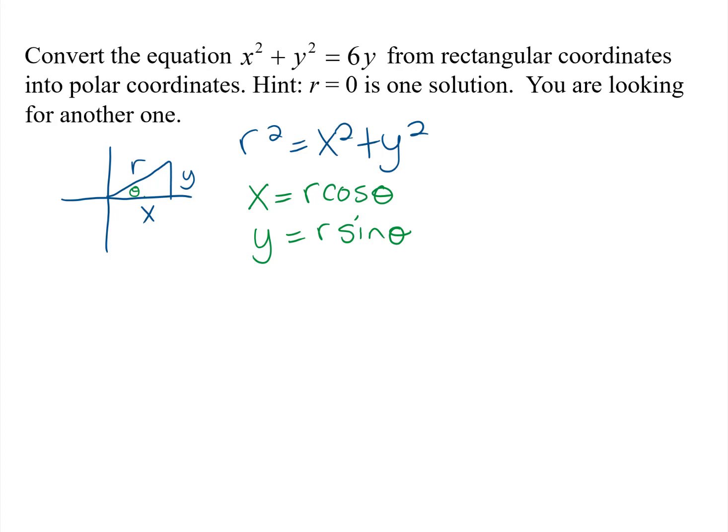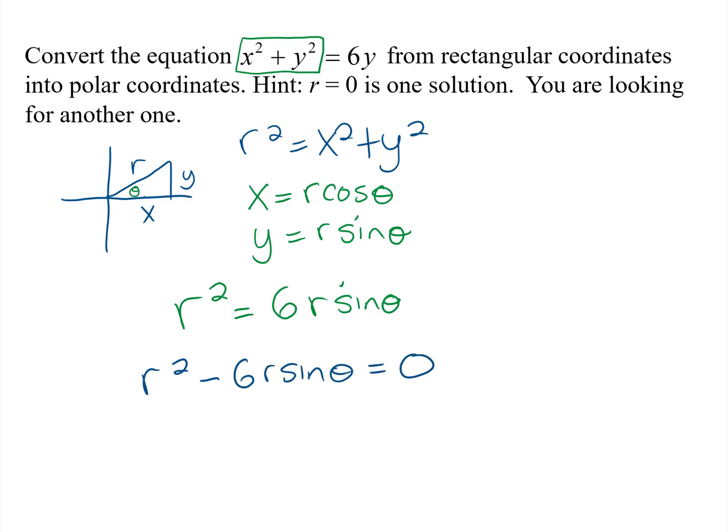So now as I'm looking at my equation, I have x squared plus y squared, so I can replace that with r squared, and then equals 6, and I have y, so I could replace that with r sine theta. Now let's get everything on one side. So we're going to subtract 6r sine theta from both sides, and that will leave 0 on this side. And let's factor the r that's in common out in front. So we have r times r minus 6 sine theta equals 0.